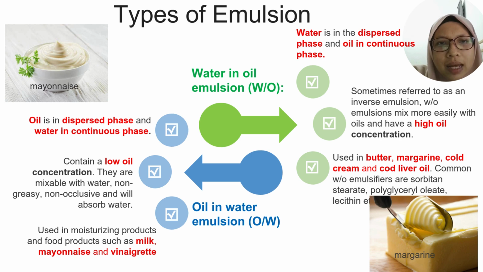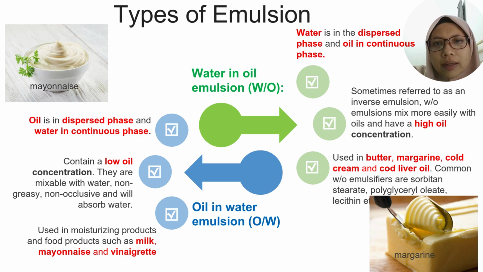So it has a high oil concentration. So same as I said just now. So it is used in butter, margarine, cooked cream, and cooked liver oil. So common water in oil, so W dash O. Emulsifiers are sorbitol, stearate, polyglycerine, oil, and lecithin.